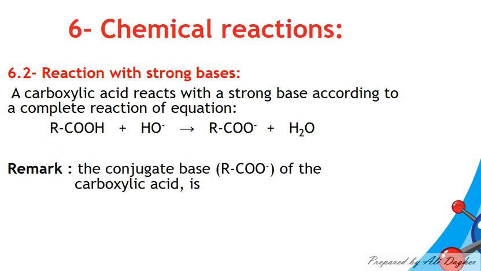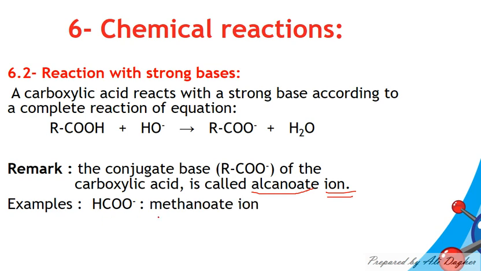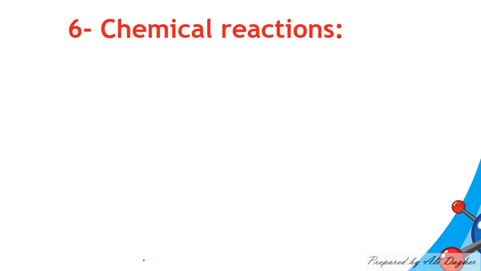Remark: the conjugate base RCOO minus of the carboxylic acid is called the alkanoate ion. Don't forget to add the word ion. Alkanoate alone is not accepted; it must be alkanoate ion. For example, HCOO minus from methanoic acid: we replace oic by oate and acid by ion. Then methanoate ion. Don't forget to add the word ion. CH3COO minus is ethanoate ion. Ethanoic acid becomes ethanoate ion.